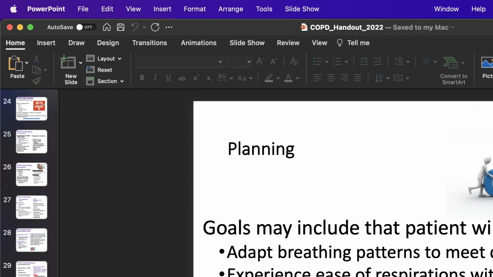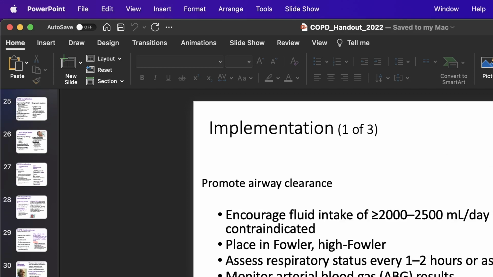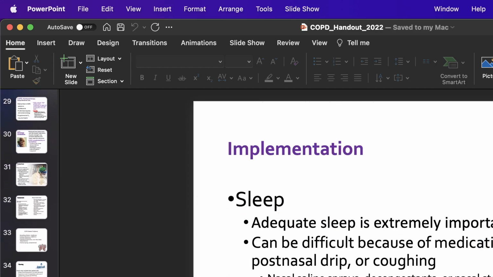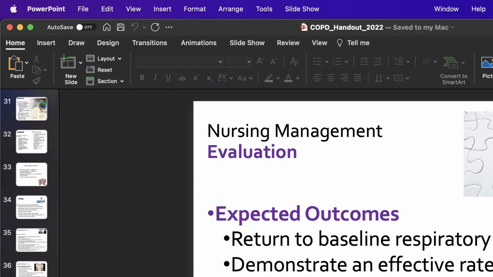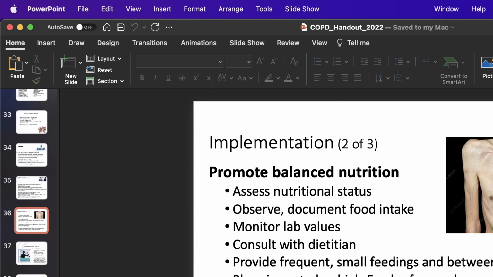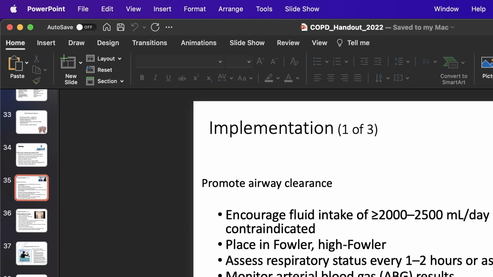Planning, these are things that we talked about, so I'm going to move past it. Implementation, I just want to note on the first bullet here, it is appropriate to increase fluids so long as they don't have a comorbid heart failure or cor pulmonale. So for somebody with early or moderate disease, you certainly can increase their fluid intake to liquefy that thick, sticky mucus so they can move it from the smaller airways into larger airways and out.